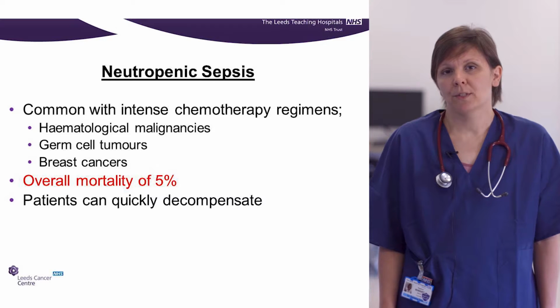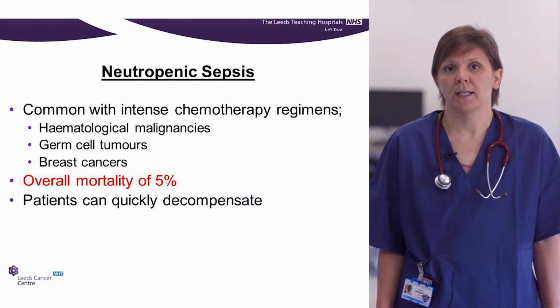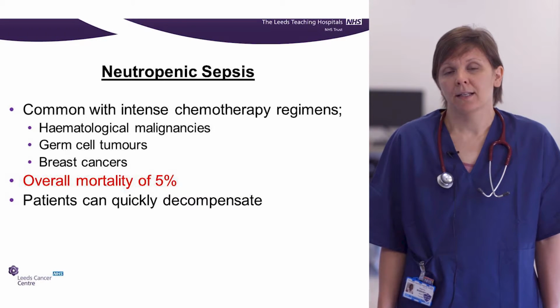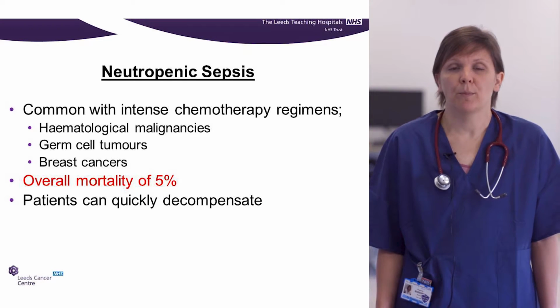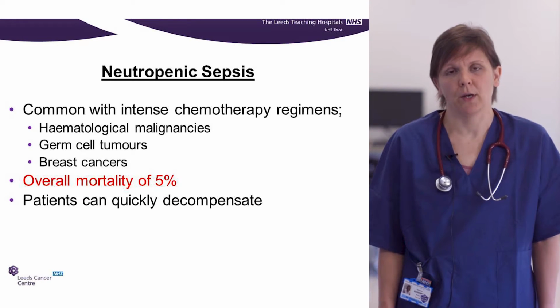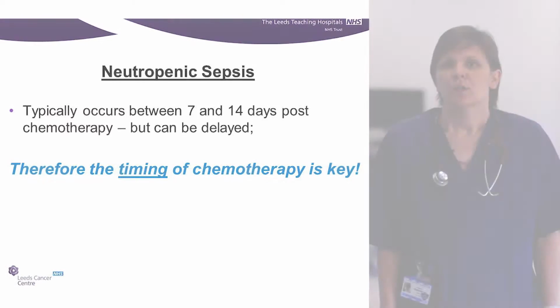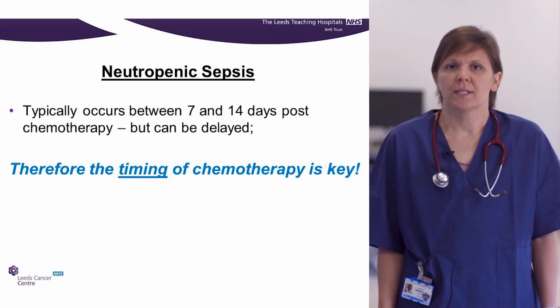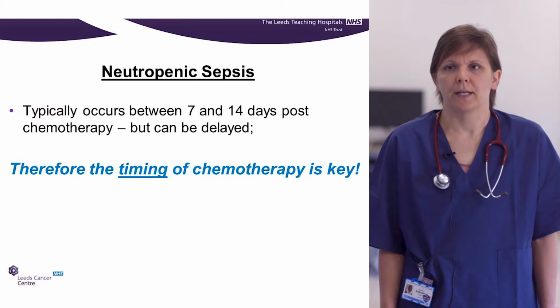Neutropenic sepsis has an overall mortality of about 5%, and so that's why it's important we pick it up early and we treat it early. Patients can decompensate quickly, so you might have a young patient who's on treatment for a germ cell tumour who comes in with a temperature, but their other parameters are okay because they're compensating for the infection, but then because they don't have the neutrophil count to mount the inflammatory response, they can decompensate really quite quickly and it can become life-threatening. So neutropenia typically occurs between 7 and 14 days during the chemotherapy cycle.